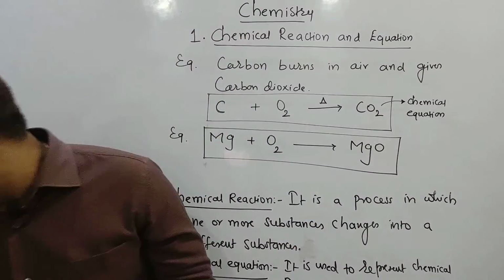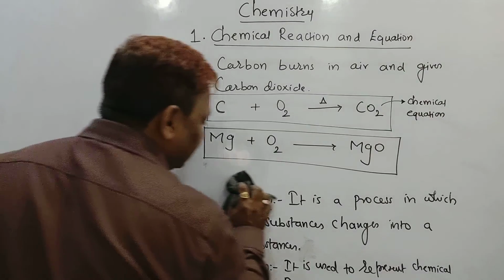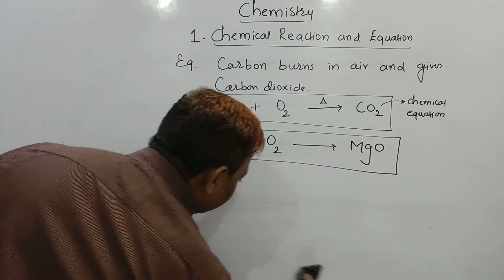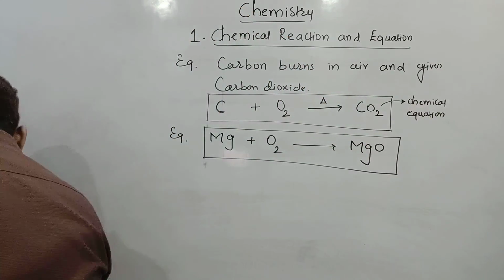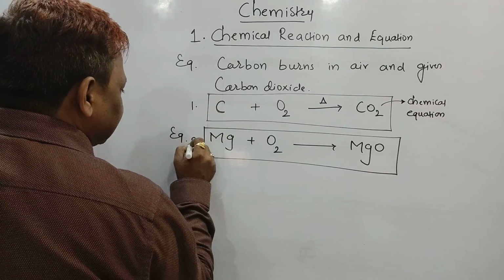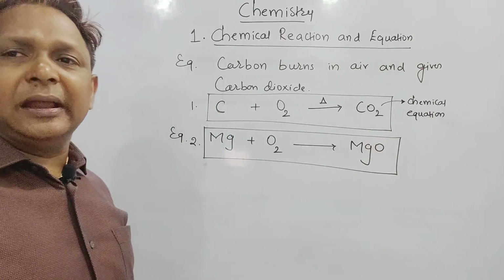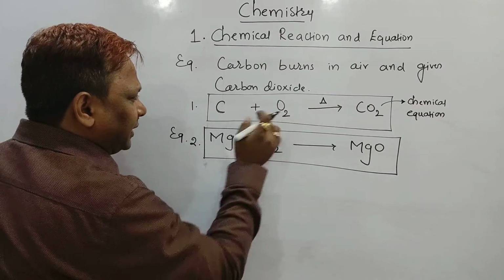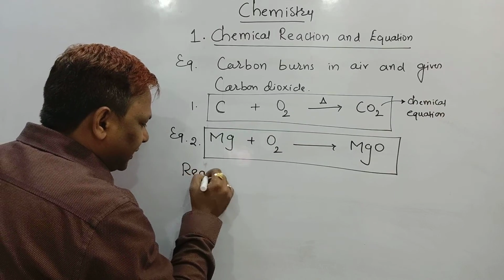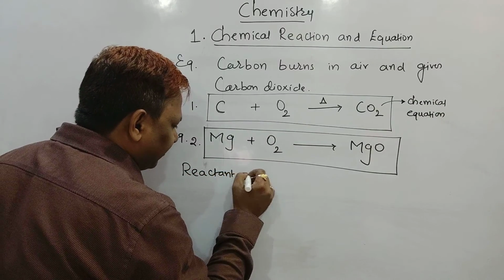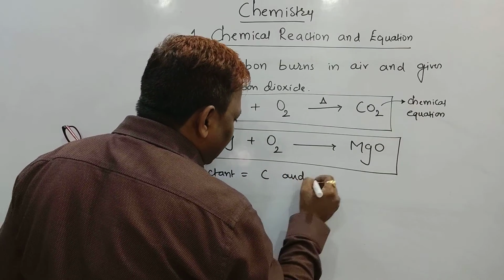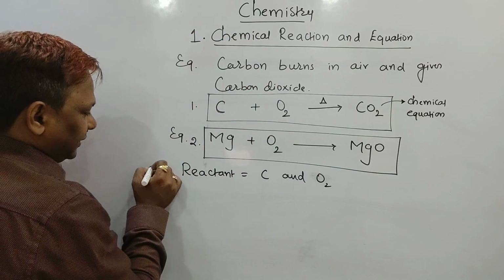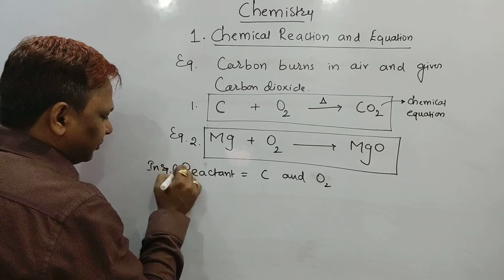But can you tell me, in this first example, that is C plus O2 gives CO2, please try it. This is example number 1 and this is example number 2, beta. Can you try it in the example? So we can say, beta, in our example number 1, the reactants are carbon and oxygen. So let me write here, beta, the reactants in example number 1 are carbon and oxygen, that is O2. So this is there in example number 1, right?